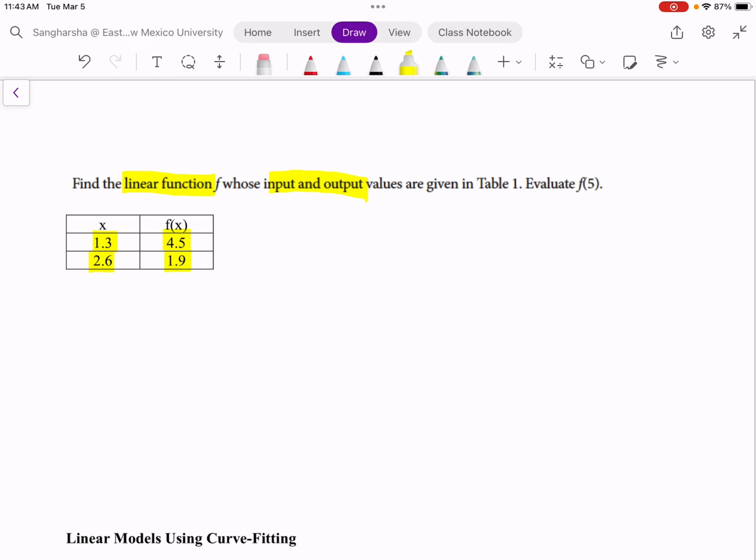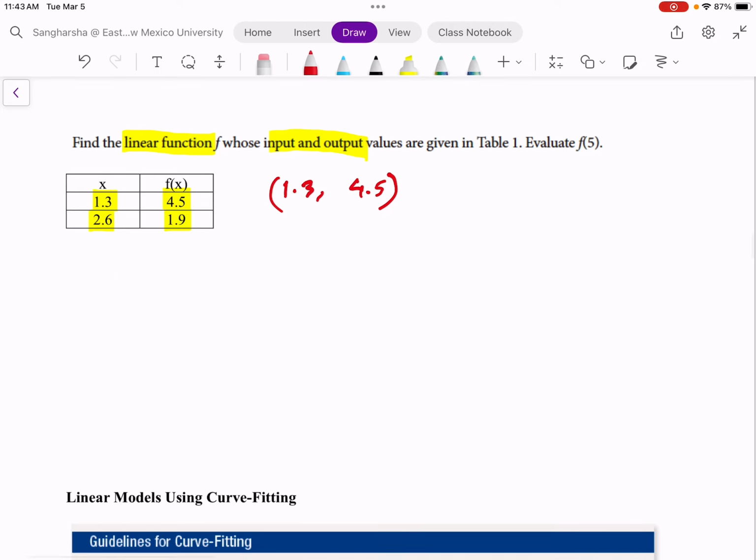Now, in order to find the linear function, we need to find the slope, okay? So we have input x, which is 1.3, and when input is 1.3, our output is 4.5. Input and output combined give us a point on a graph. So this is one point. Our input is 2.6, and the output is 1.9. So this is the other point.